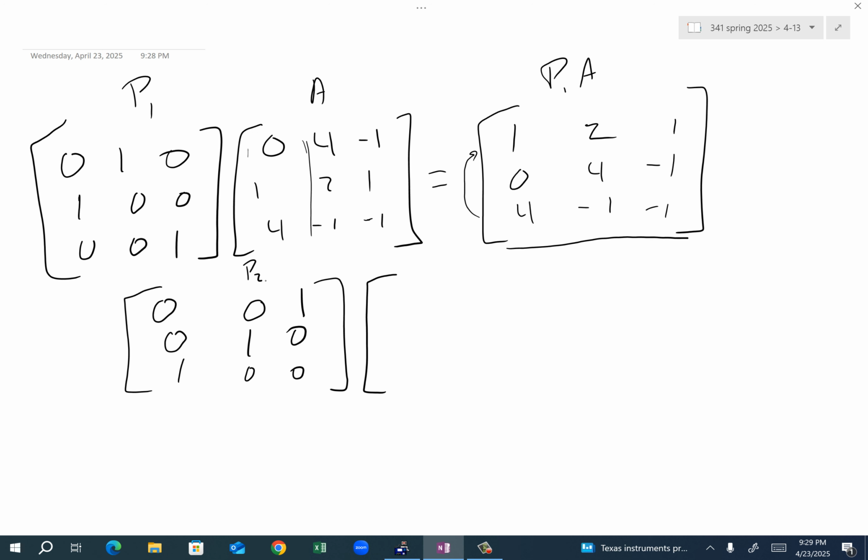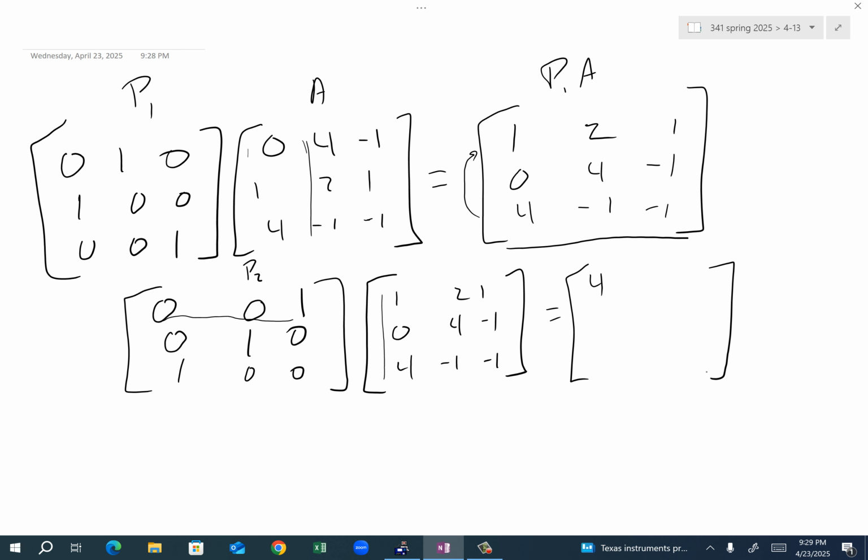It's just a second transformation. It's a permutation, we call it. So if I do this, 1, 2, 1, 0, 4, negative 1, 4, negative 1, negative 1. If you do this, it's 0 times this guy here, so 0 times 0 plus 0 times 0 plus 1 times 4. So 4 is going to end up on top. I hope so. That was the whole point.